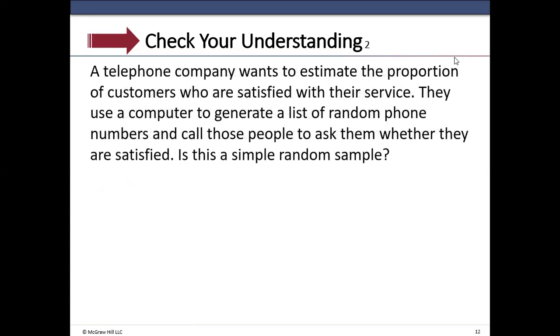A telephone company wants to estimate the proportion of customers who are satisfied with their service. They use a computer to generate a list of random phone numbers and call those people to ask them whether they are satisfied. Is this a simple random sample?